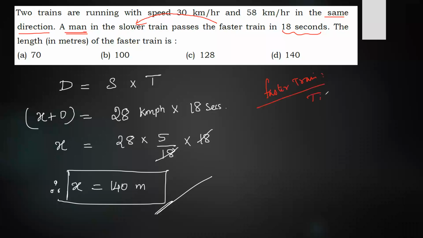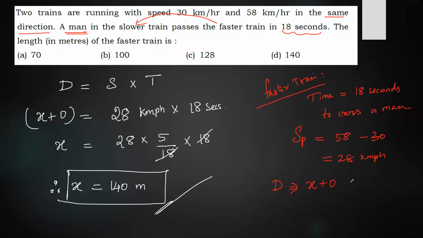Yes, actually, a person sitting in a slow train is passed by the faster train. That means the faster train passes a person in 18 seconds. That is the meaning. So given that the faster train passes the person in 18 seconds, we know the faster train's time is 18 seconds to cross a man. That is the meaning there.